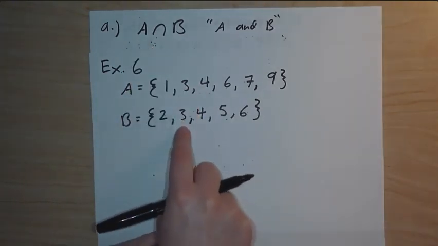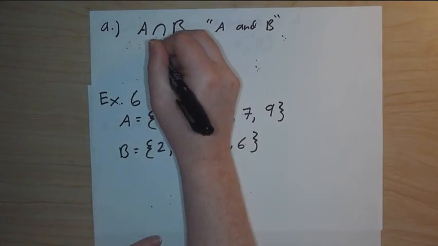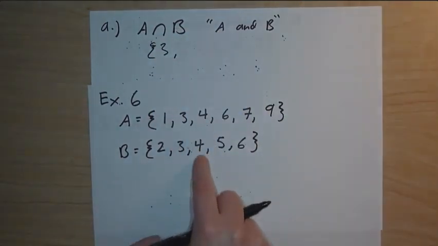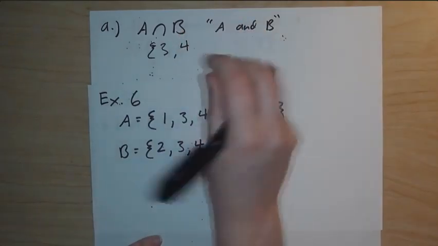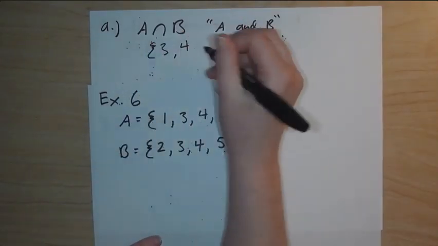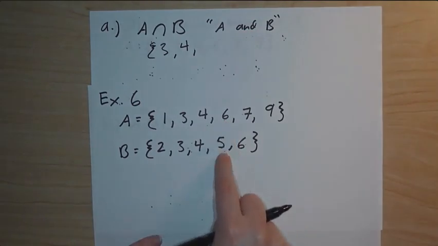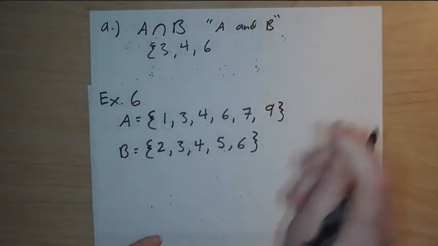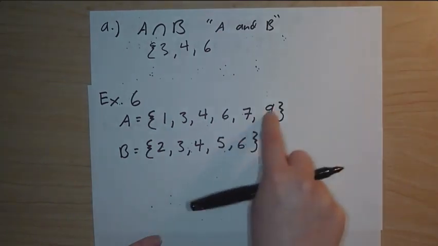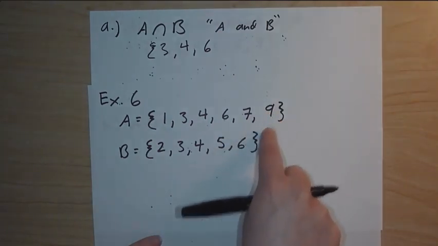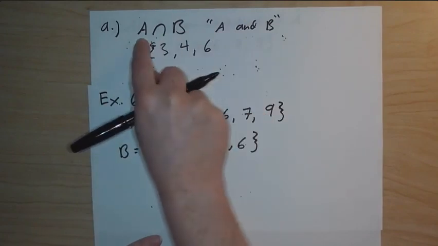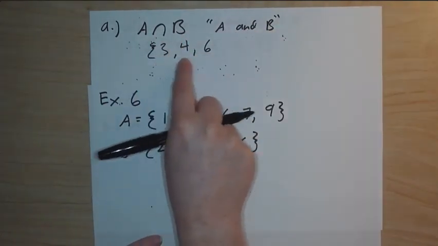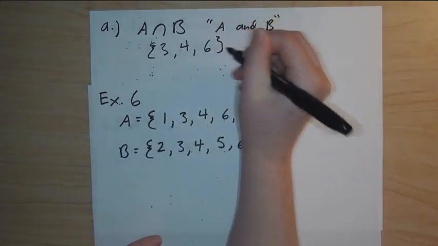3 is in both A and B, so 3 would be in this set. 4 is also in both sets, so 4 is in the A intersect B set. 6 is actually in both sets, so 6 would also be in this set. 5 is not in both, 7 is not in both, 9 is not in both, so the set A intersect B, or A and B, consists of the elements 3, 4, and 6.